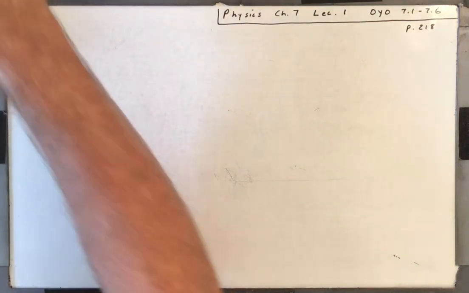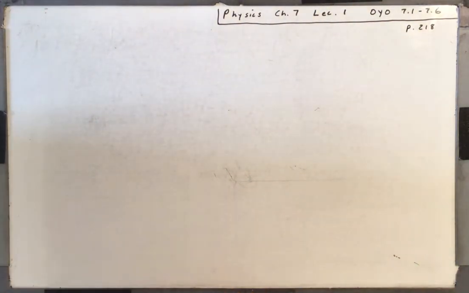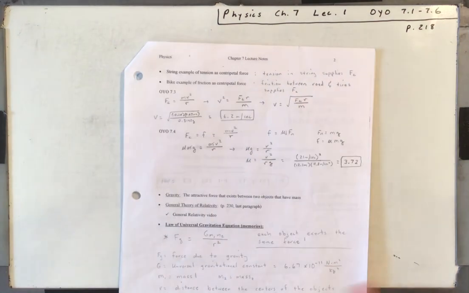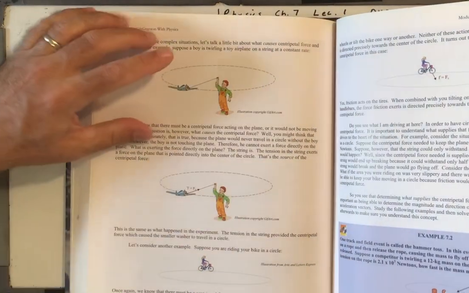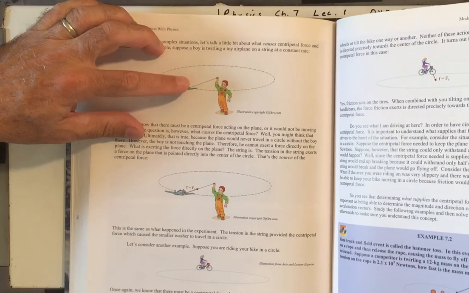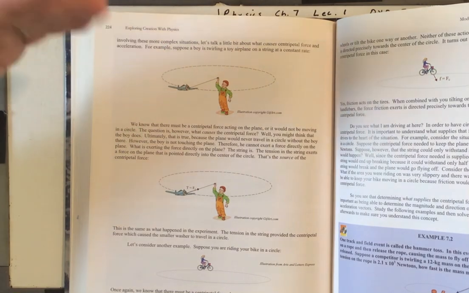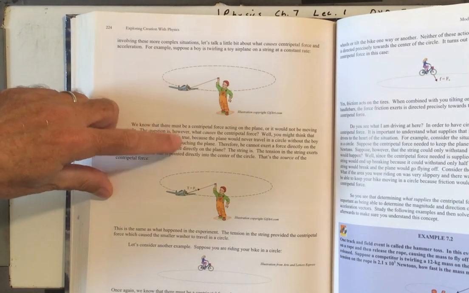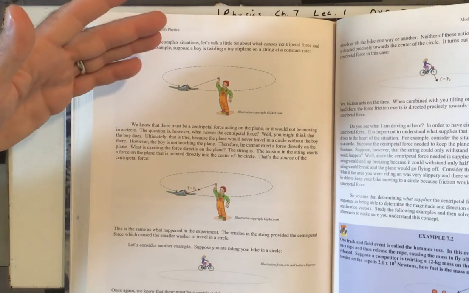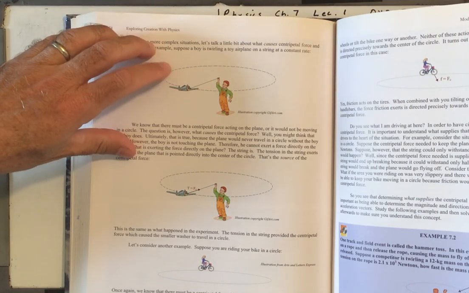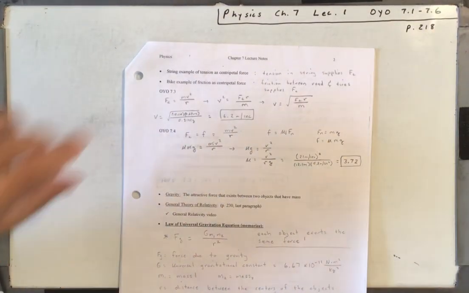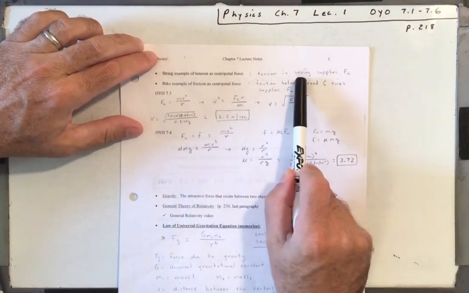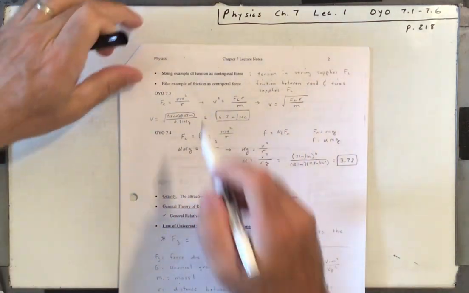Okay, let's turn over in our notes to page 2. And this is just a couple of examples from the book. The book on page 224 shows a boy swinging an airplane in a circle tied to a string. In that situation, what causes the centripetal force? What's causing that circular motion? Well, it's the tension in the string. So write in your notes, tension in the string supplies F sub c right next to this bullet.